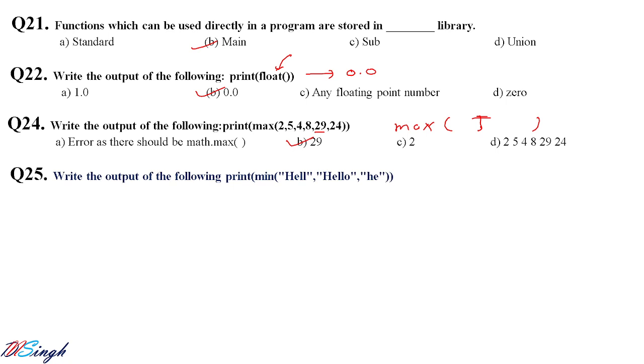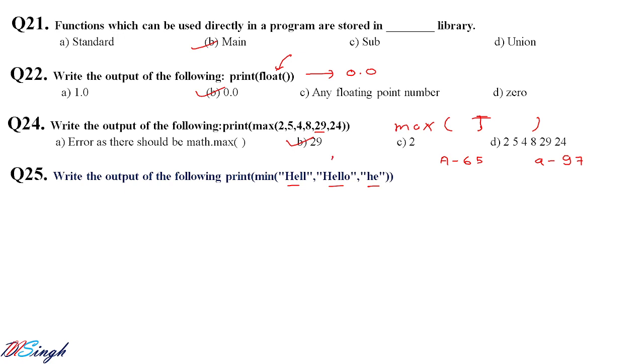Write the output of the following. Print min. Again, you have the tuple inside it. Out of all these, you need to compare. So capital H will have the same value and small h will have higher, because capital A will start from what? 65, and small a will start from 97. So their ASCII values are compared, and these are the ASCII values for the characters.